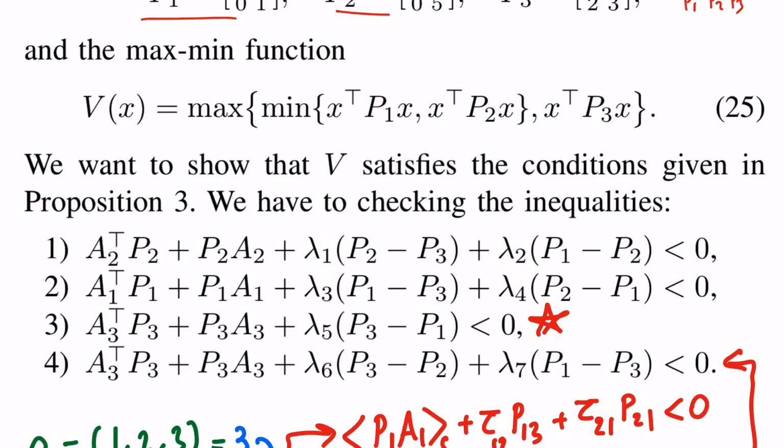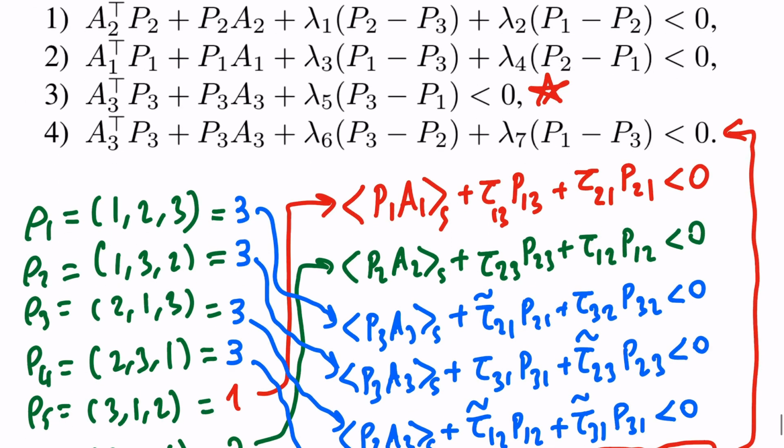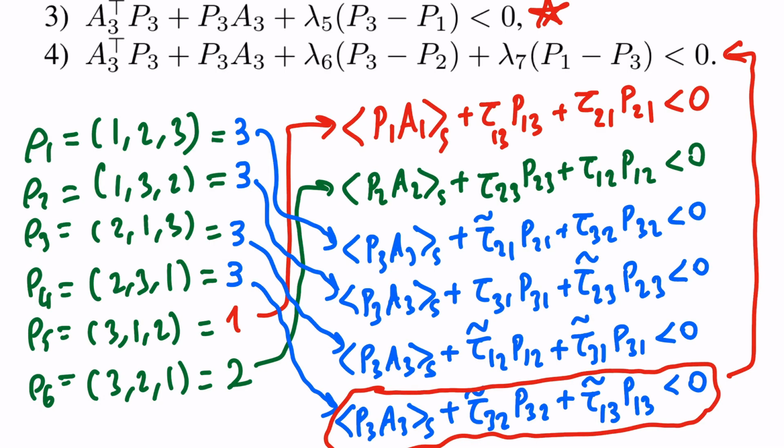In fact, is it an LMI? Yeah, this is an LMI, because at the end of the day, this is a matrix inequality, not a scalar inequality. All right, so we have P1, P2, and then P3. So K equals 3, right? P1 through Pk.